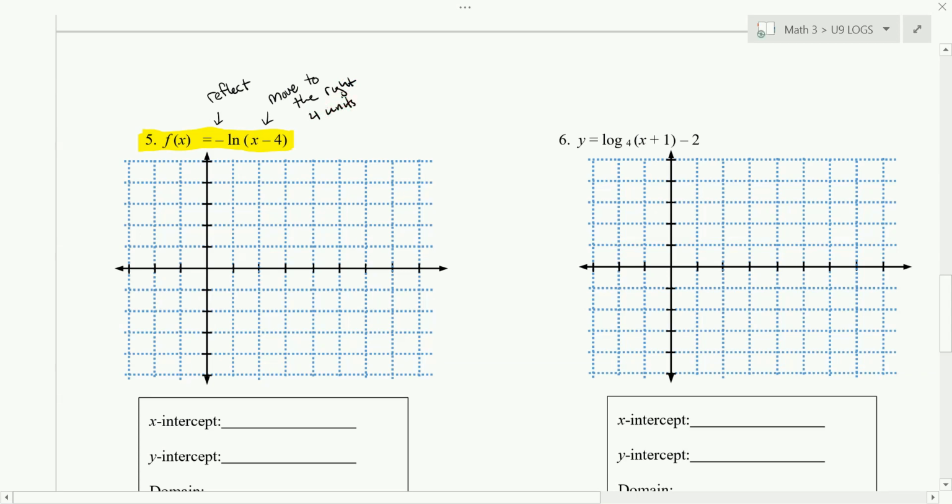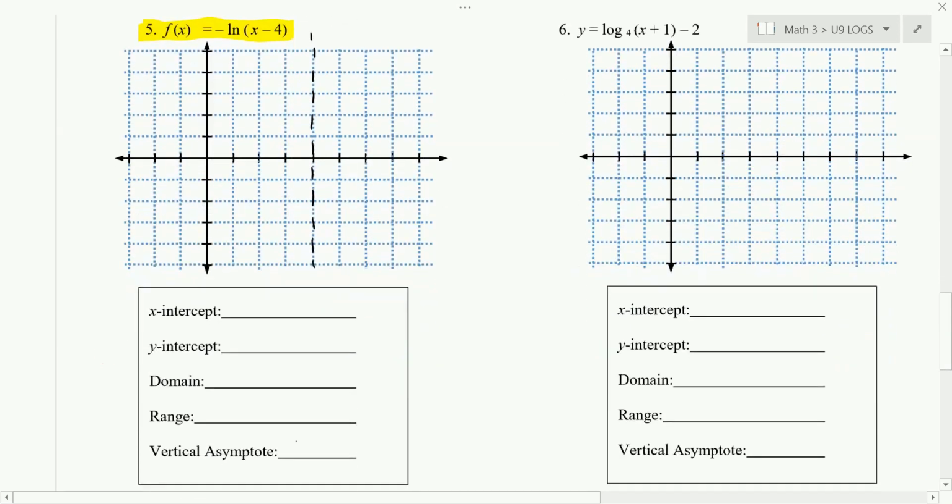The parent graph of the logarithm has a vertical asymptote at x equals 0, which is the y-axis. Since we're moving to the right 4 units, that vertical asymptote moves right 4 units. So I'm going to plot that first. There we have our vertical asymptote with an equation x equals 4.